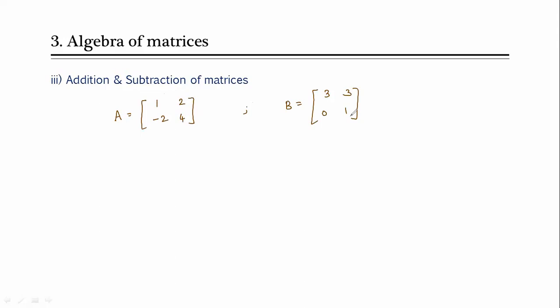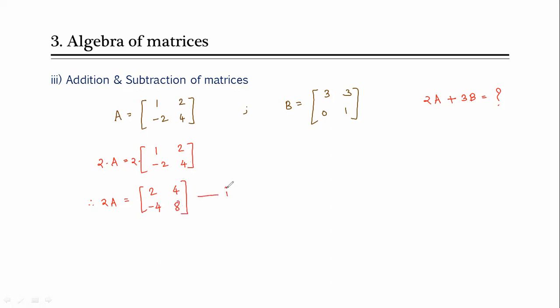Right. So if someone asks you, find 2A plus 3B. Okay, see here. First, we have to calculate 2 into A. So 2 into the matrix 1, 2, minus 2, 4. So what will be 2A? Multiply this 2 with all the elements. So 2 into 1, 2, 2 into 2, 4, 2 into minus 2, minus 4, 2 into 4, 8.